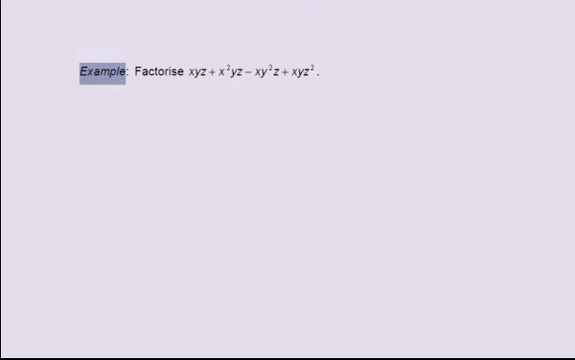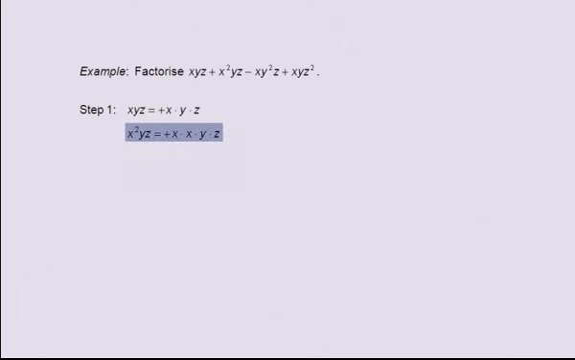Let's do another example. Factorise x times y times z plus x squared times y times z minus x times y squared times z plus x times y times z squared. Step 1. Write in factored form. Xyz equals plus x times y times z.